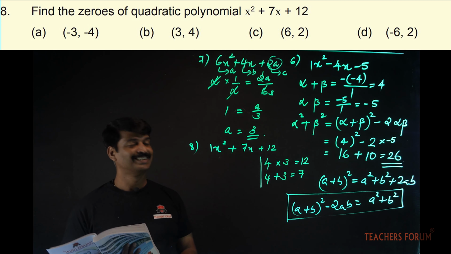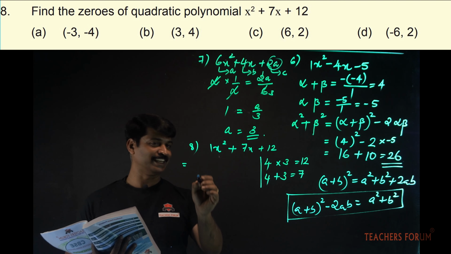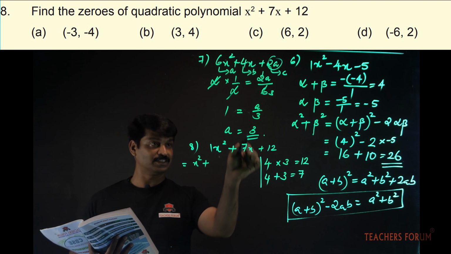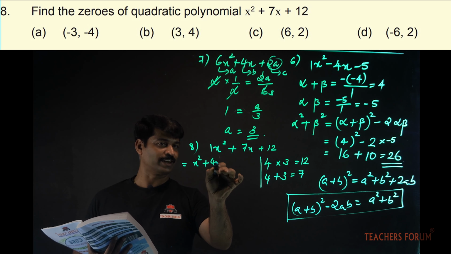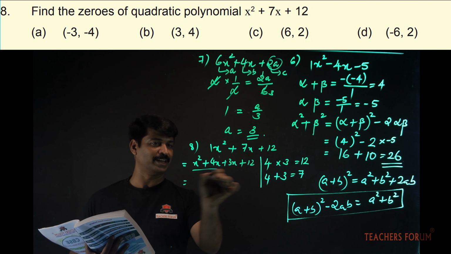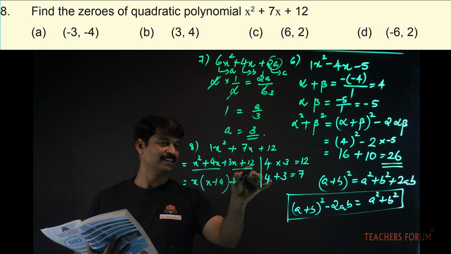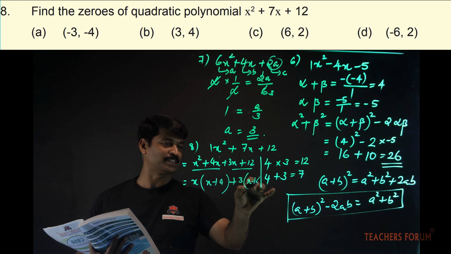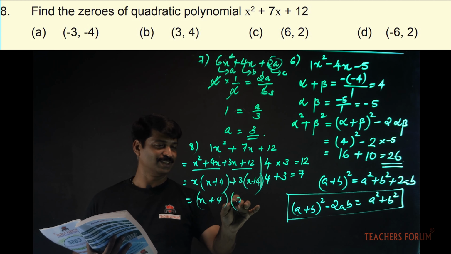4 into 3 is 12, 4 plus 3 is 7. So the given quadratic polynomial can be written as x square. This is called splitting the middle term. So 7x can be split as 4x plus 3x, then plus 12. What is common here? x is common, so x plus 4. What is common here? 3 is common, again x plus 4. Now what is common? x plus 4 is common. That is taken outside. What is remaining?